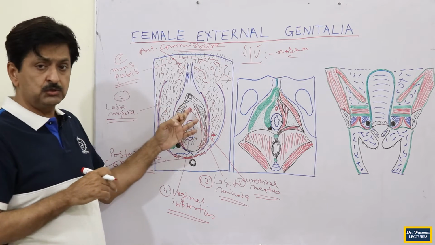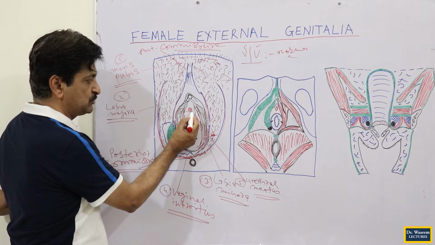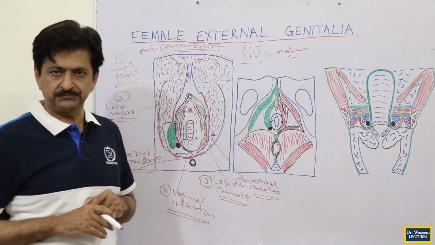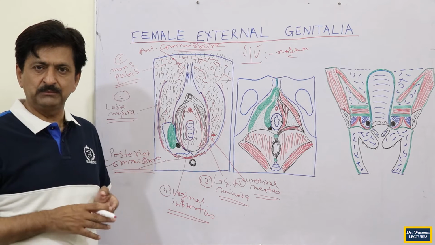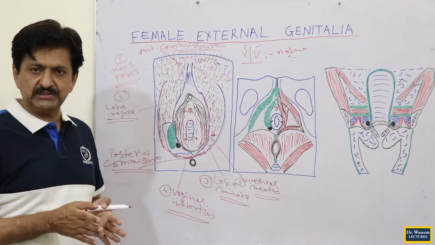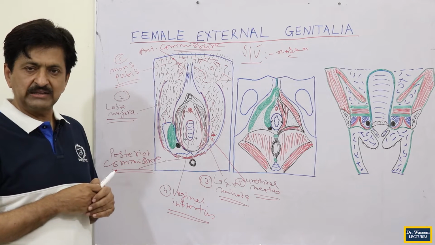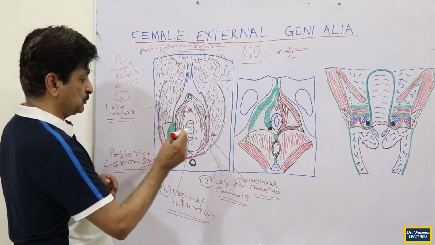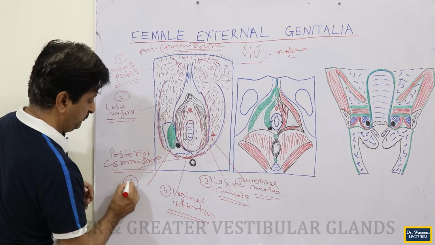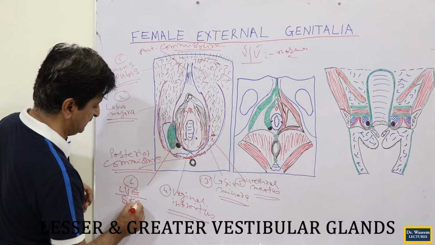Then, between the vaginal introitus and the urethra, there are one or two openings on one side and one or two openings on the other side. These are called the paraurethral glands. You can call them the lesser vestibular glands also. They open in the vestibule, obviously. They can also be called Skene's glands. So this is the sixth thing present here in the vulva: the paraurethral glands, or lesser vestibular glands, or Skene's glands.